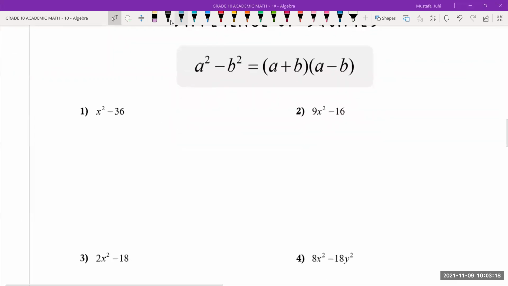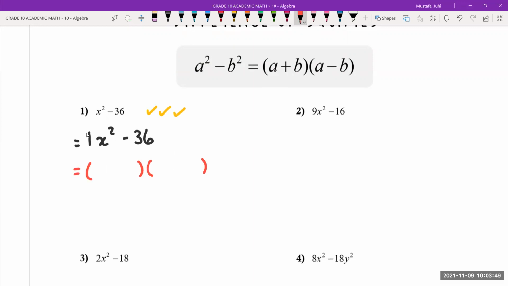So see this first question? This is kind of like saying 1x squared minus 36. Here are the things you need to look for. Does this question have 2 terms? Yes, it does. So that's the first thing. Are both of the numbers perfect squares? Yes, that's the second thing. And is there a subtraction sign in the middle? Yes.